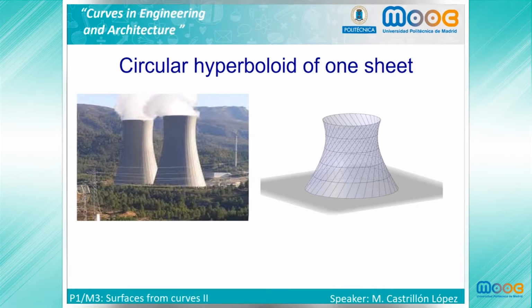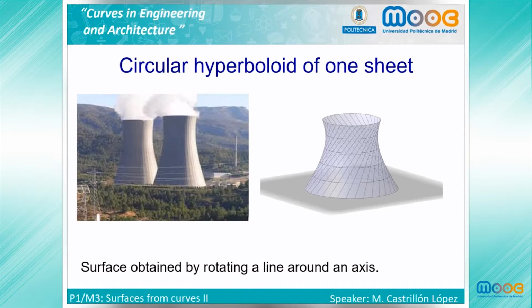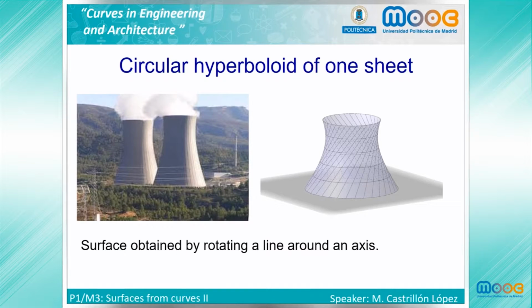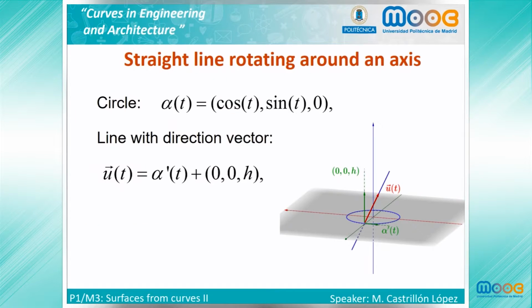We start with the circular hyperboloid of one sheet. It is the surface obtained by rotating a straight line around the axis of rotation. Note that the line must not be parallel to the axis, otherwise we would get a cylinder. The parametrization of that surface is obtained by rotating a straight line around the axis. We can think of a moving line around a circle, and we consider the circle to be that one of radius 1 on the plane z equals 0, whose parametrization can be seen on the screen.